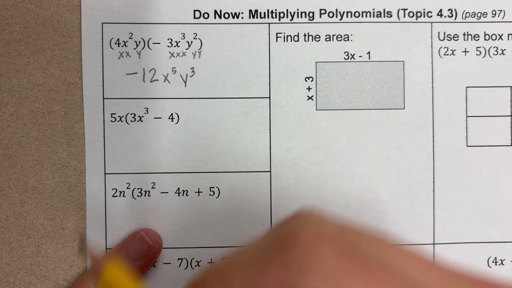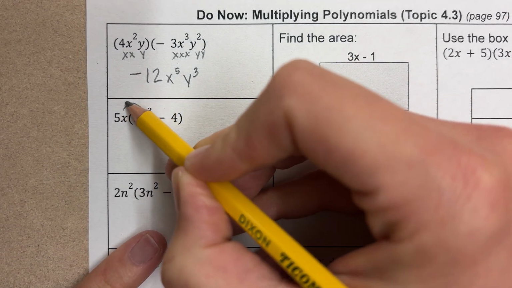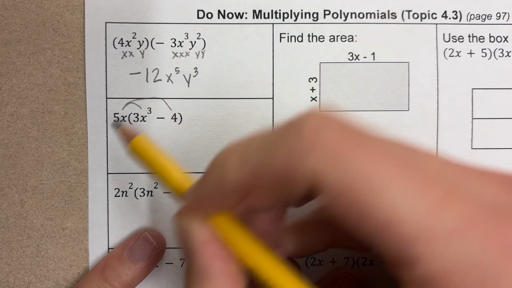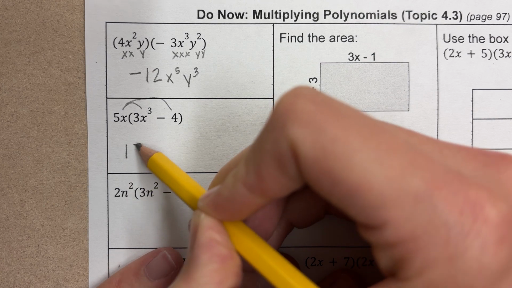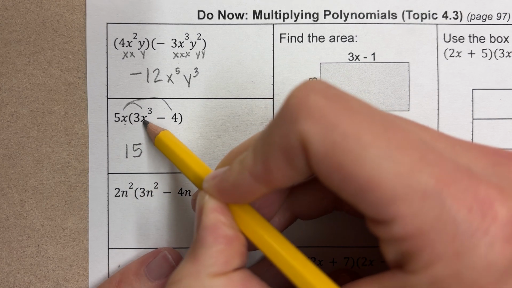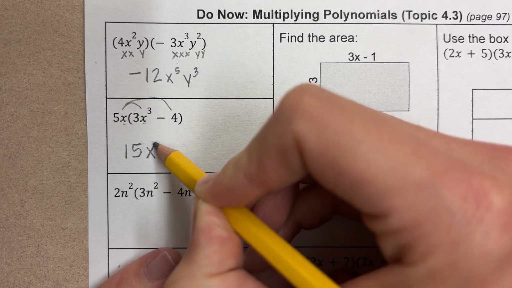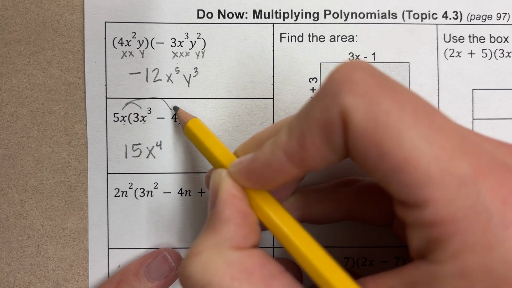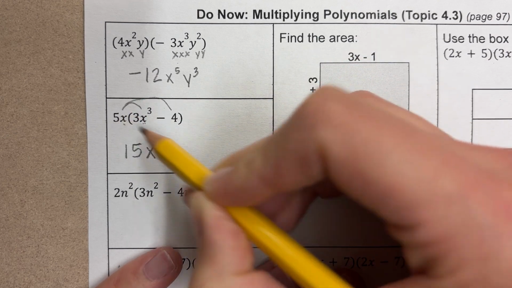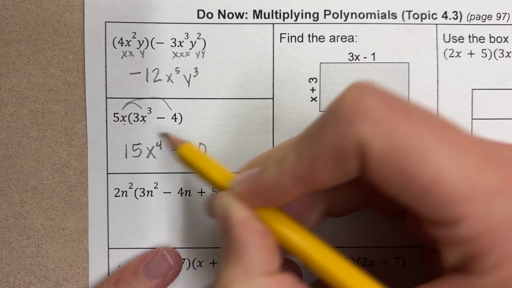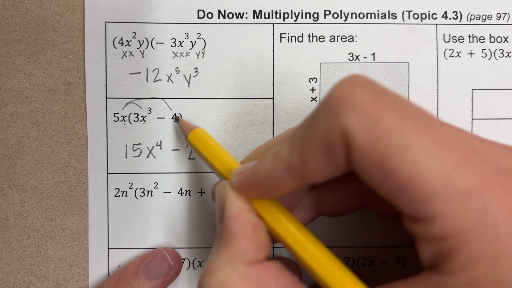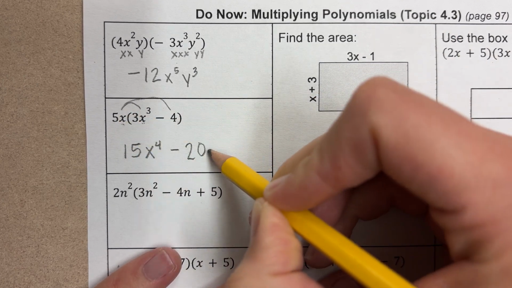Just like that. Okay, here I'm going to distribute. And basically I'm just doing this 2 times, right? So 5 times 3, that's 15. X times x times x times x, that's a total of 4 x's. And then 5 times negative 4, positive times negative is negative, 5 times 4 is 20. And then this is x times, no additional x's, so just this 1x.